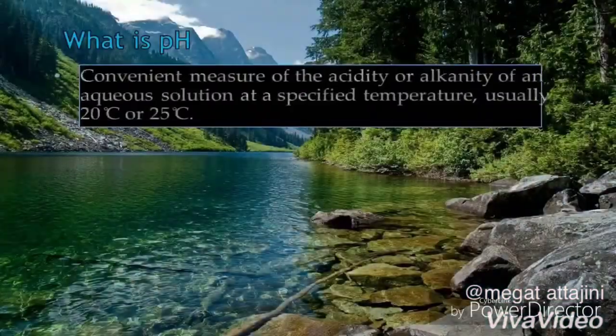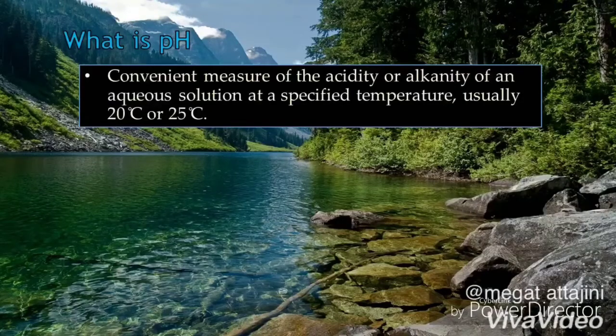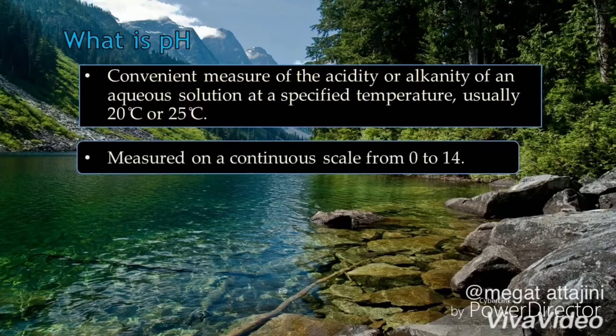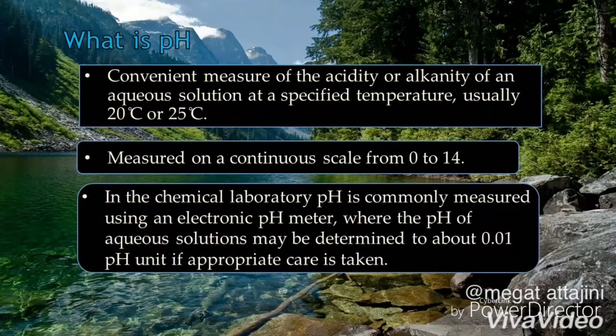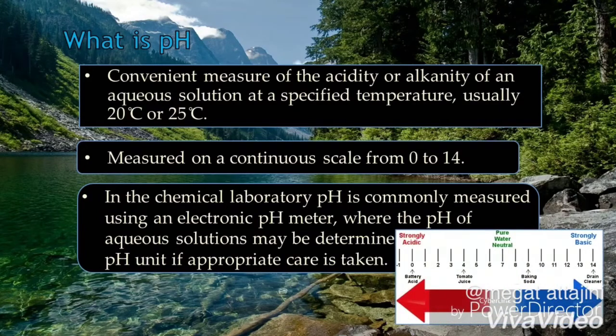What is pH? pH is a convenient measure of the acidity or alkalinity of an aqueous solution at a specified temperature, usually 20 degrees Celsius or 25 degrees Celsius. It is measured on a continuous scale from 0 to 14. In the chemical laboratory, pH is commonly measured using an electronic pH meter, where the pH of aqueous solutions may be determined to about 0.01 pH unit if appropriate care is taken.